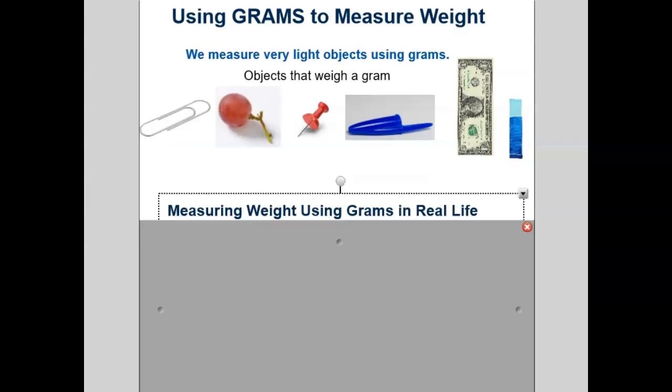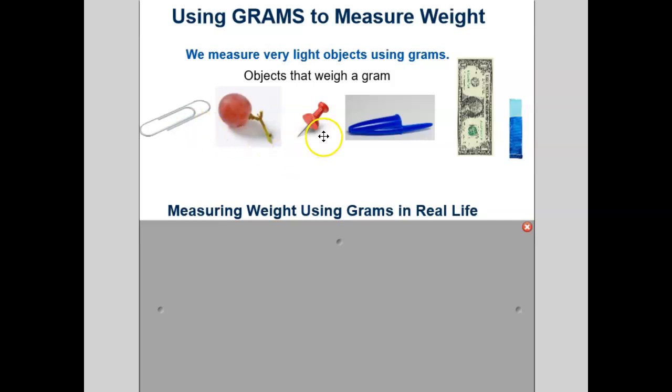So I know that I use grams to measure very light objects. You might have some of these objects around your house. If you do, get it out and put it in your hand so you can see about the amount that it weighs. So 3rd graders, I know that very light objects are measured using grams.